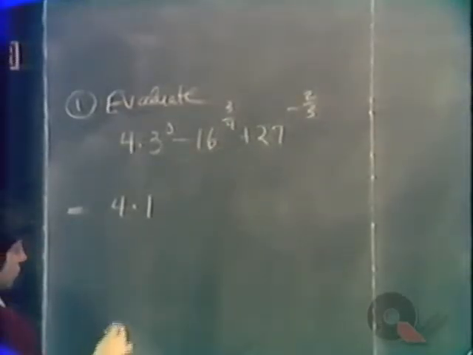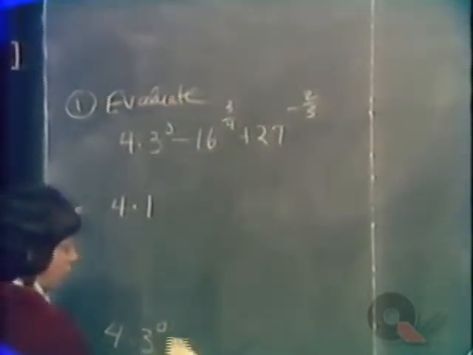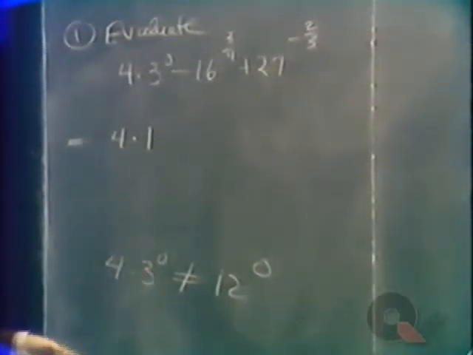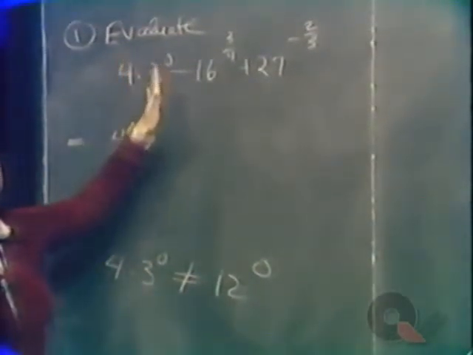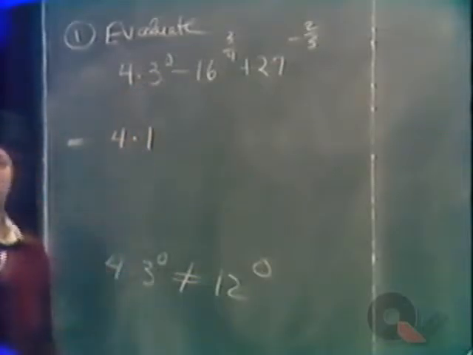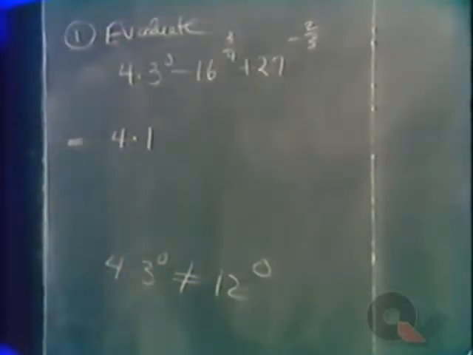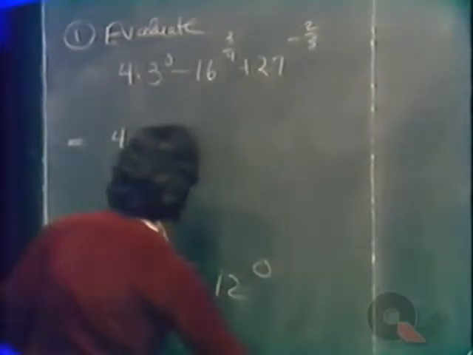Don't confuse 4 times 3 to the 0 with 12 to the 0, and think that the entire thing is 1. The 3 to the 0, that's 1, but 4 times 1 gives us 4. It's not 4 times 3 in parentheses to the 0. That would be 12 to the 0.